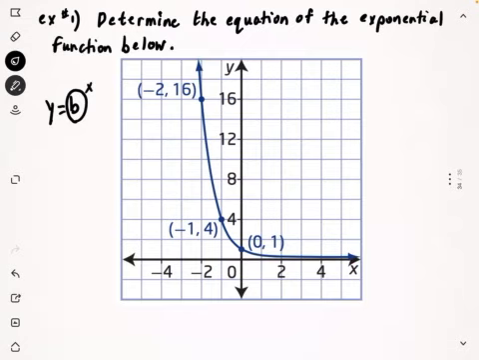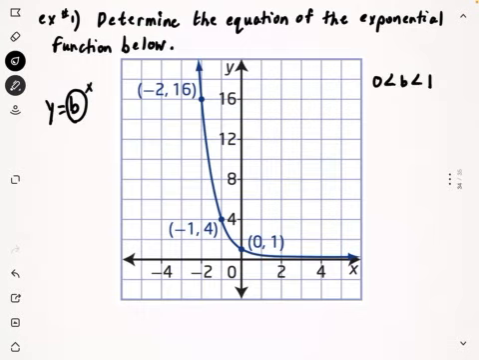Now in this case, I know that the b value is going to be between 0 and 1 because as I move from left to right, it is decreasing in value. It's a decay curve. So I know that much. But is it 0.2? Is it 0.7? How do you find out?